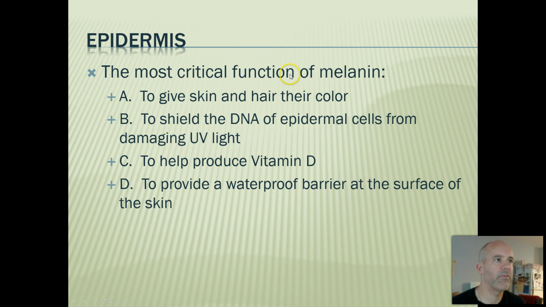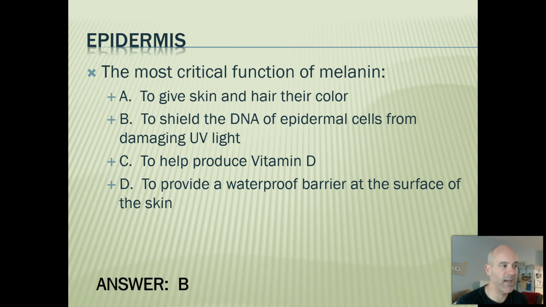All right, what is the most critical function of melanin? To give skin and hair their color. Yeah, it does that. To shield the DNA of epidermal cells from damaging UV light. Oh yes, definitely, that's a function. To help produce vitamin D? No. To provide a waterproof barrier? No, that's the function of keratin and not melanin. All right, so A and B are both functions of melanin, but what is the most critical? And hopefully you're thinking B, to protect the cells from the damaging ultraviolet light of the sun.